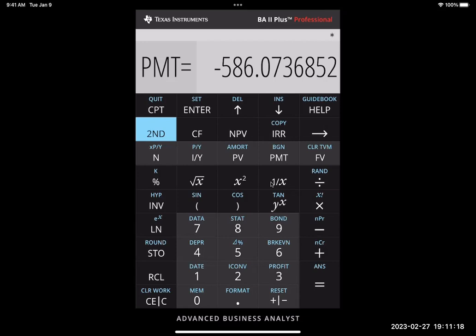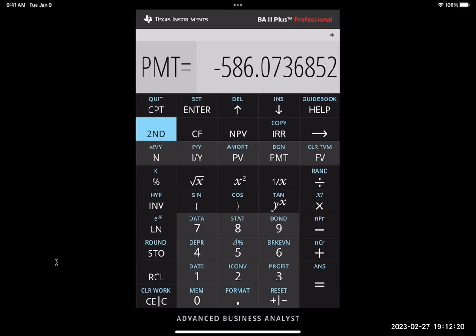Oh, I feel like there's something missing here in the solution. I have the 63, the original mortgage. 15 times 12. Everything looks good. I have 577.36, but I got 586. Maybe. How would I get that? Oh, what did I do wrong?